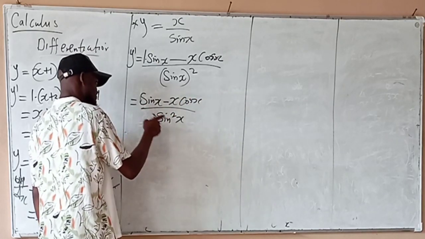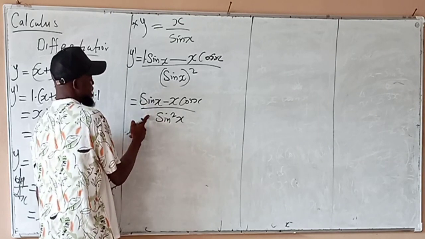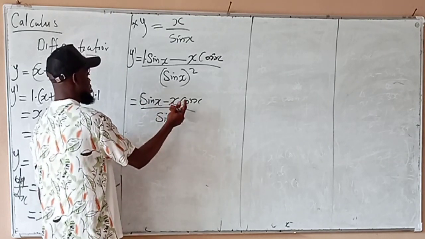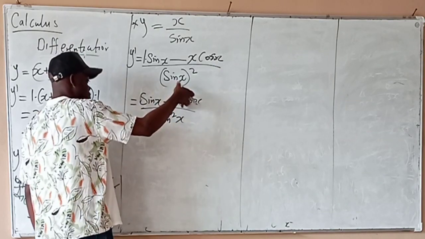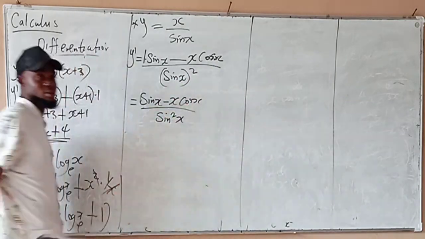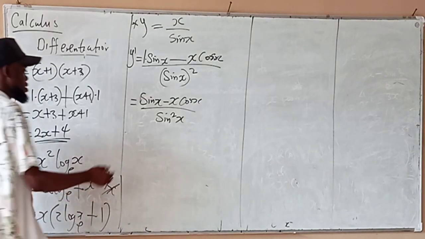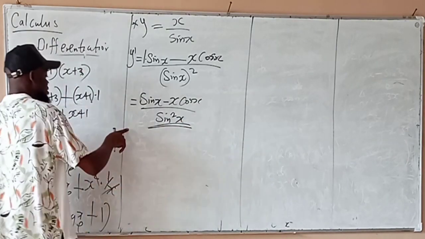You can say sin divided by this gives us 1 over sin x minus x cos x over sin squared x, cos over sin squared. You will not see it very simplified, so I can just leave the answer that way.